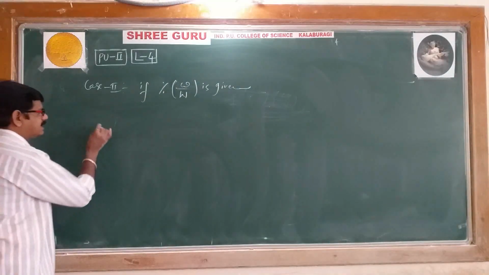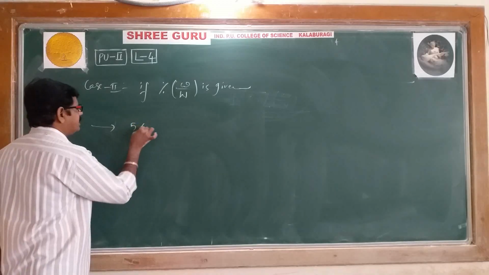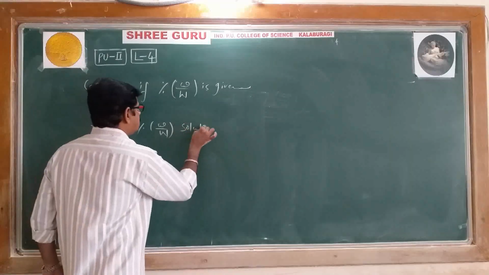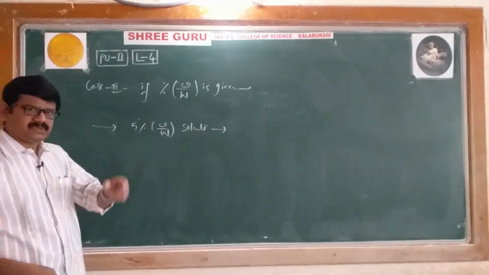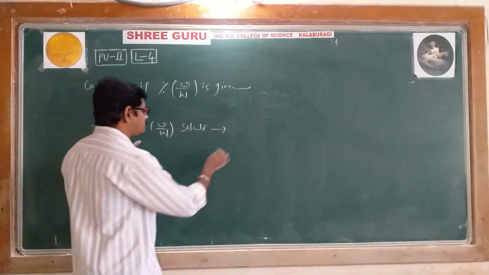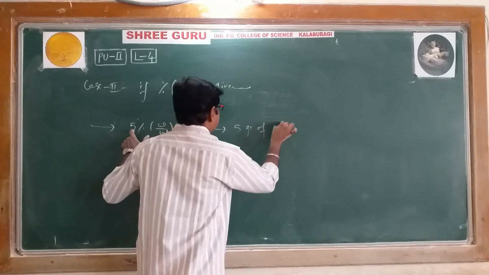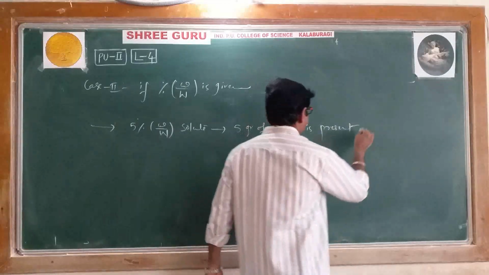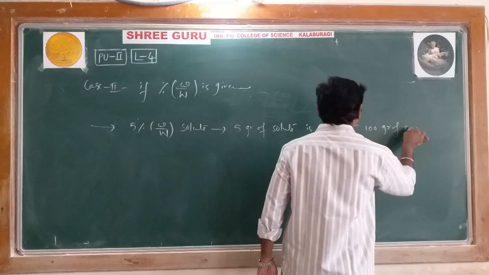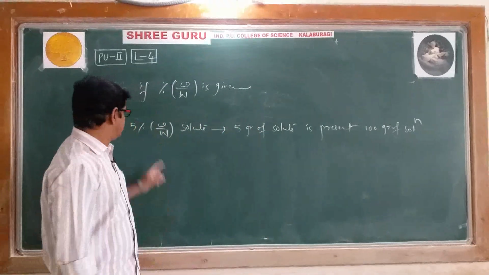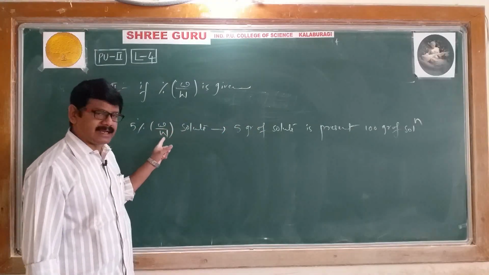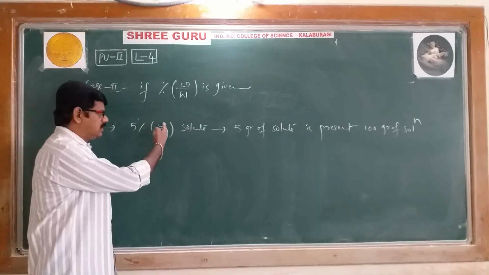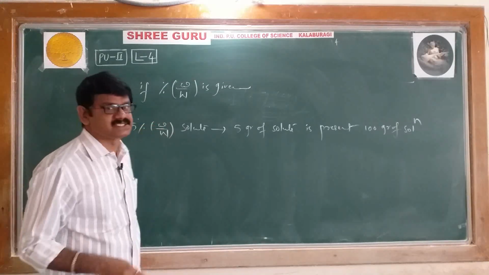Before that, I'll give you one general example. Say 5% W by W solute is given. Let's see its meaning. 5 grams of solute is present in 100 grams of solution. That is its meaning. Solute and solution are both masses only.